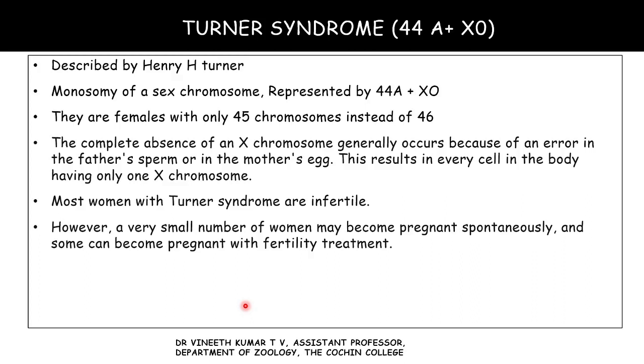Klinefelters have 47 chromosomes, but Turners have only 45. The complete absence of an X chromosome generally occurs because of an error in the father's sperm or the mother's egg. Both can be the source of error, but the most probability is with the mother's egg. This results in every cell in the body having only one X chromosome. Most women with Turner syndrome are infertile or sterile. However, a small number of women become pregnant spontaneously, and some can become pregnant with fertility treatment. So most Turners can become pregnant with fertility treatments.